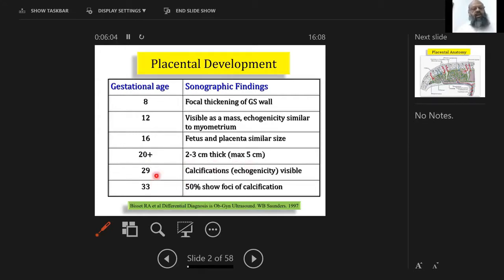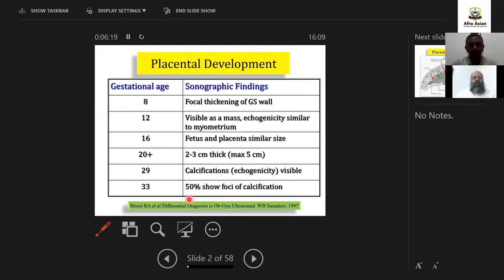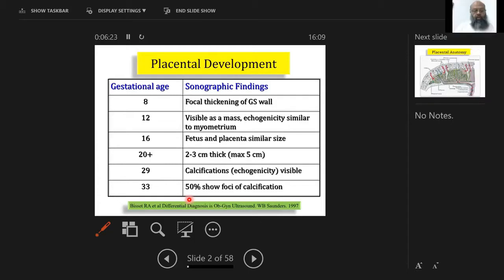At gestational age of 29 weeks, there will be calcifications, echogenicity which is visible, and at 33 weeks, we can see 50% of the placenta will show foci of calcification, which are the hyperechoic spots. The reference is there.